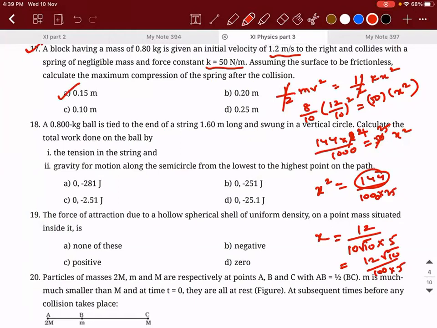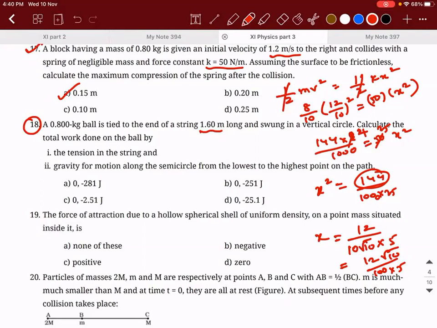Okay. Next. 18th. So there is a 0.8 kilogram ball which is tied to the end of a string which is 1.6 meter long and swung in a vertical circle. Calculate the total work done on the ball by the tension in the string. Second is gravity for motion along the semicircle from lowest to the highest point. So what is the answer?